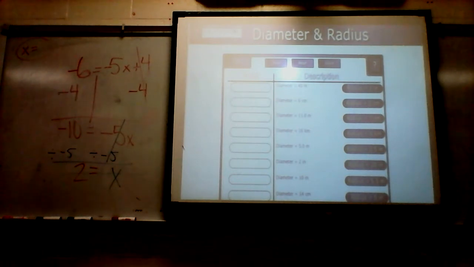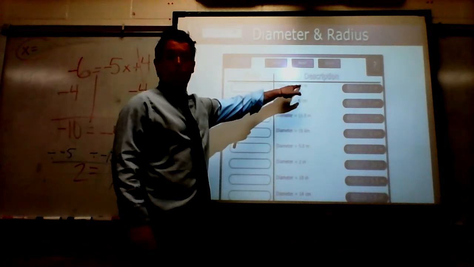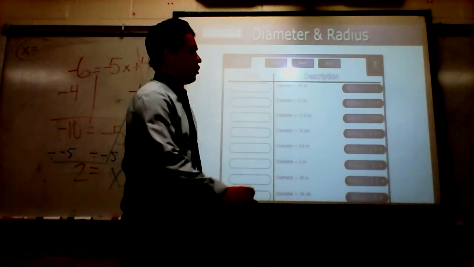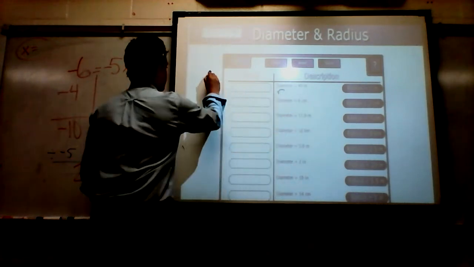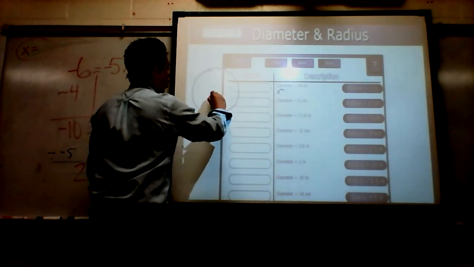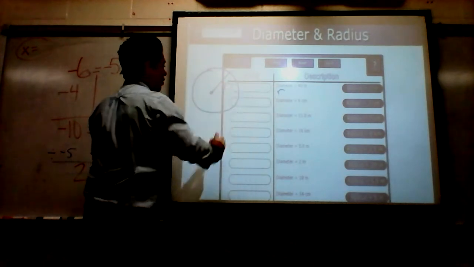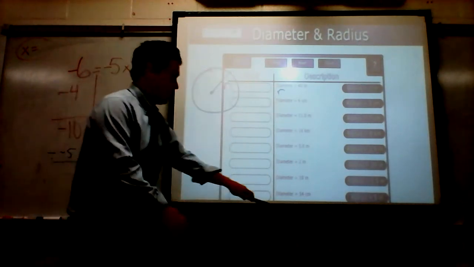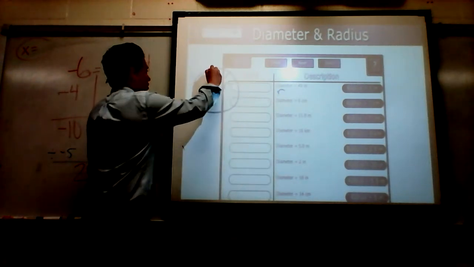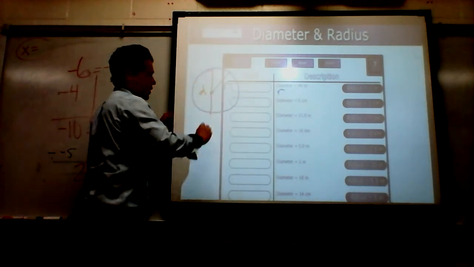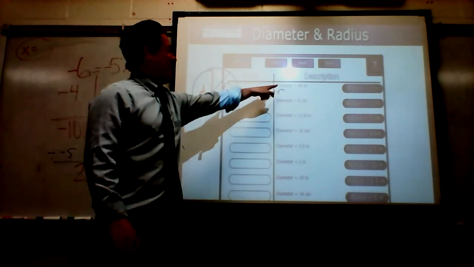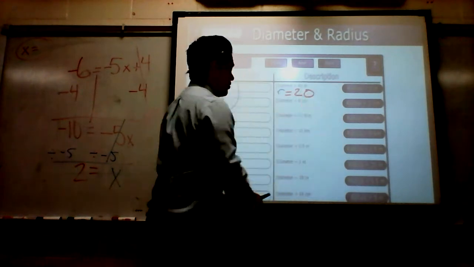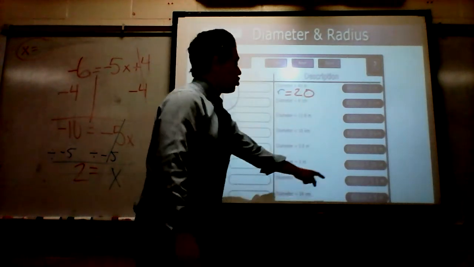Number 1 says the diameter equals 40 inches. If the diameter is 40 inches, when I think about a circle, and I'm going to use this example for all of my problems, I know the radius is from the center to one point, and the diameter is the entire distance. If the diameter is 40, the radius is half as much, which means the radius is 20.